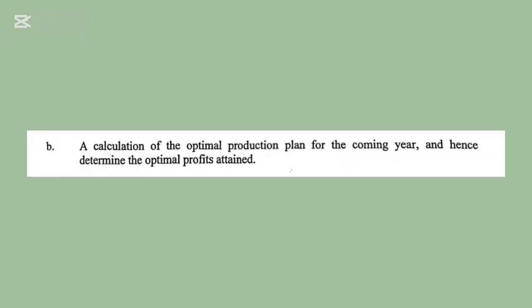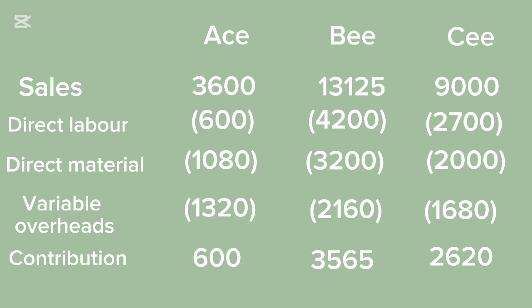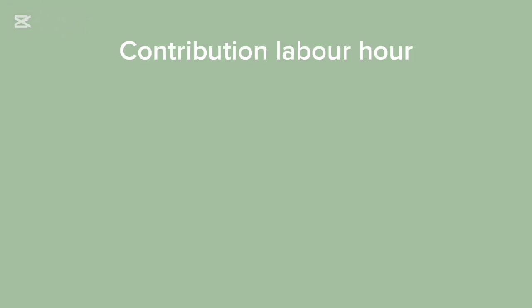For question B, we need to do the calculation of the optimal production plan for the coming year and hence determine the optimal profits attained. So for this question, we have to do the format revenue minus variable cost equals contribution as shown in the working. We have to do it for A, B, and C. Once you get the contribution, you can calculate the contribution per labor hour.